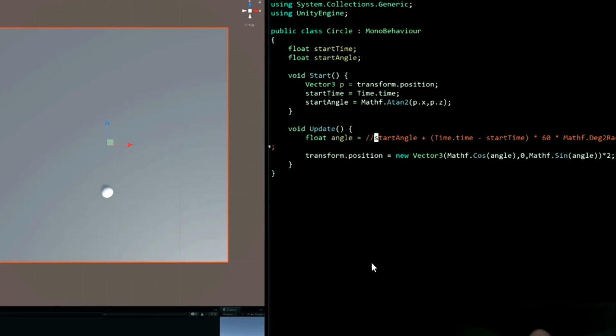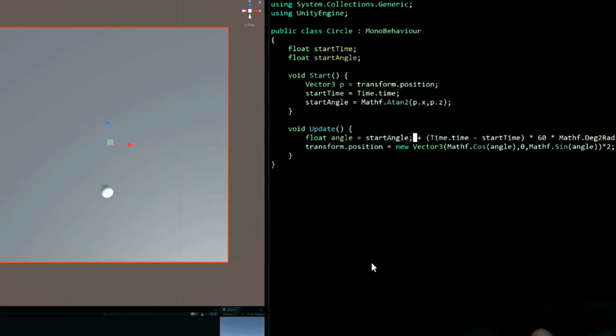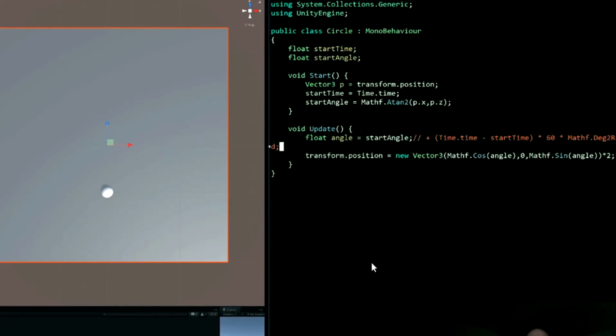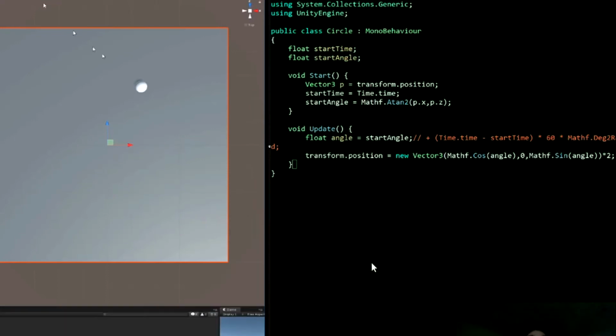So now, right, the problem was that the start angle was incorrect. So I'll tell you what I'm going to do. I'm going to put the start angle in and comment out the rest. So now it should be the start angle, and it was not going to move. When I hit play, it might change the distance, but I expect the angle to remain the same. Let's have a look.